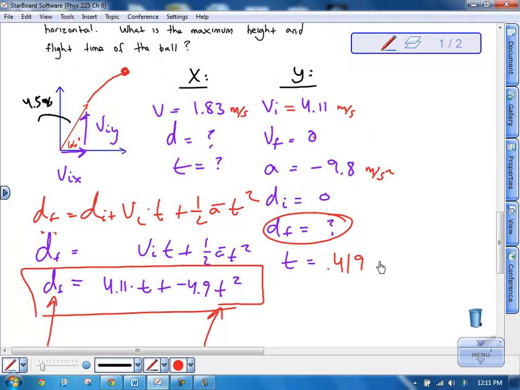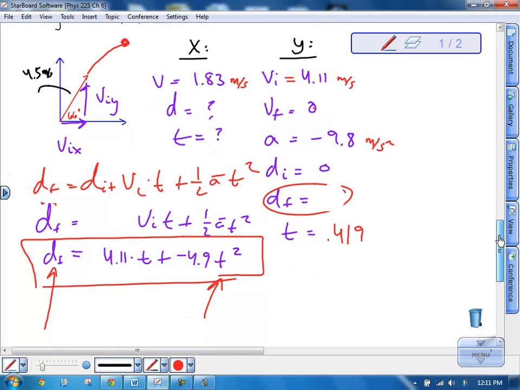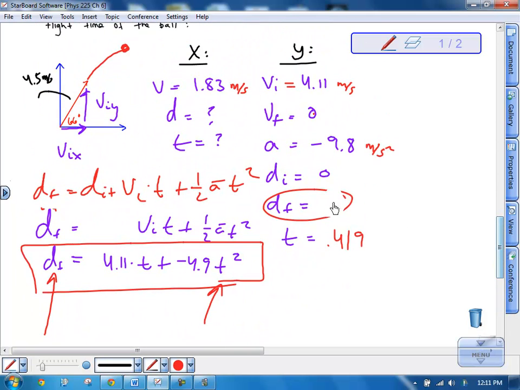And we want to know that maximum height. Well, the maximum height is only 0.86 meters, so it doesn't even go a full meter in the air because it's not launched very fast. There are other ways to find this maximum height.